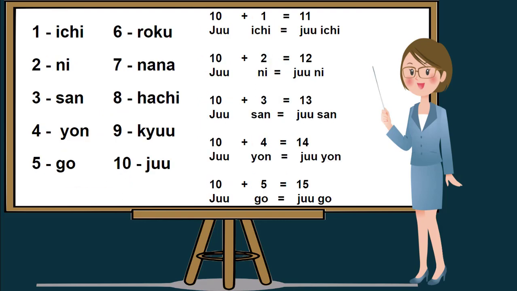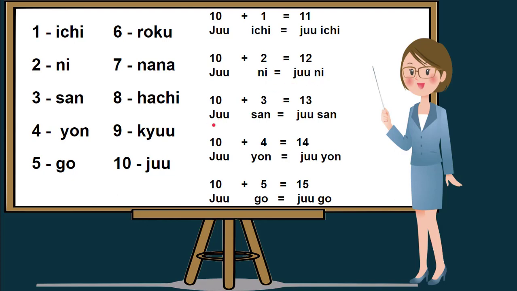So how are we going to say 11 in Nihongo? We already know that 10 is ju and 1 is ichi. So we only have to combine them to make it 11. So 11 is juichi. 12 is juni. This is from combining ju, which is 10, and 2, which is ni. So 12 is juni.